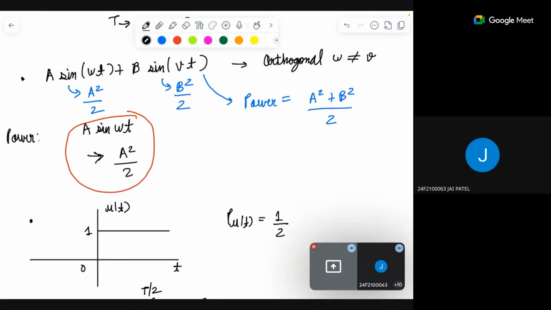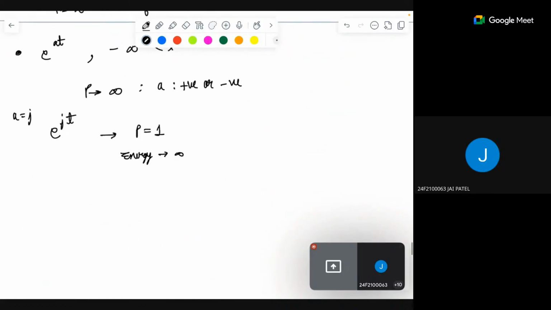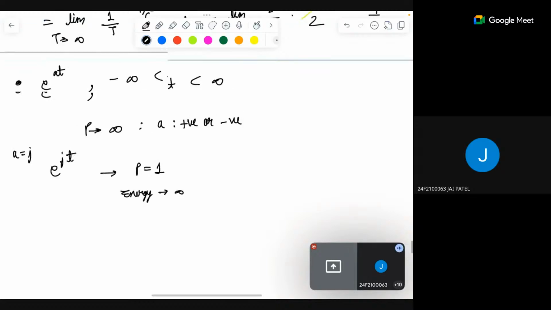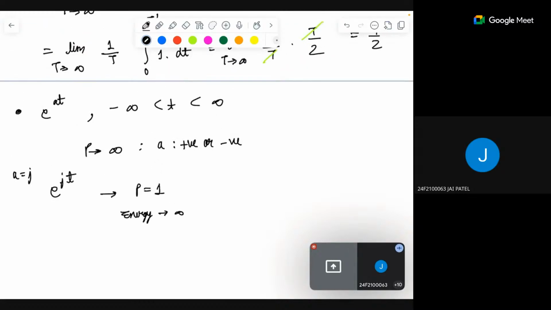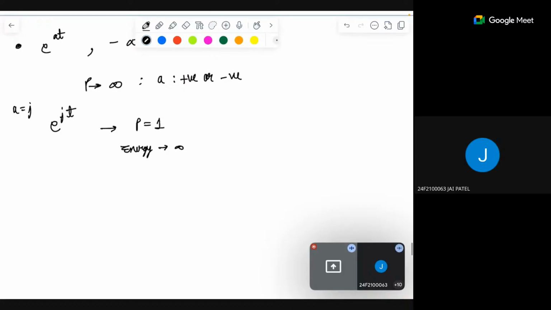But for e to the power jt, you also said the magnitude is 1. Yes, the magnitude is 1, but it has a cos component and a sine component, so it is kind of like two sinusoids. So it's better to use the power formula. Basically it is e raised to the power jt, so we can write it as a sinusoid in complex form. Yes. Okay.